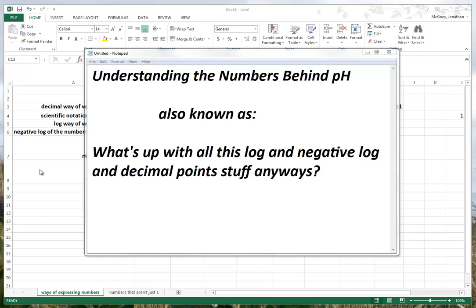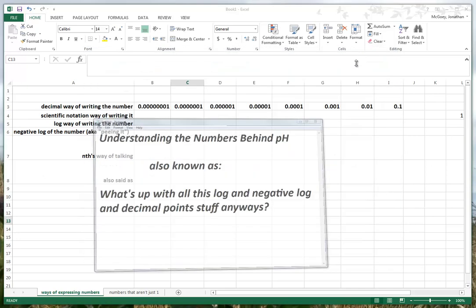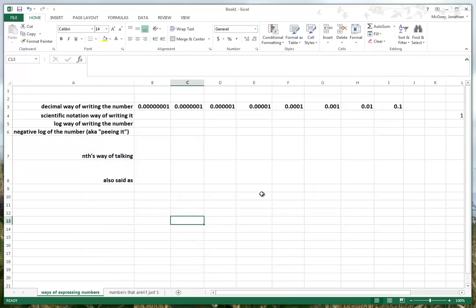Alright, here's a demonstration and explanation regarding all of the numbers behind this pH, or what I might call what's up with all this log and negative log stuff anyway. I'll use a spreadsheet to show you some of these intricacies, or kind of peek behind the curtain.